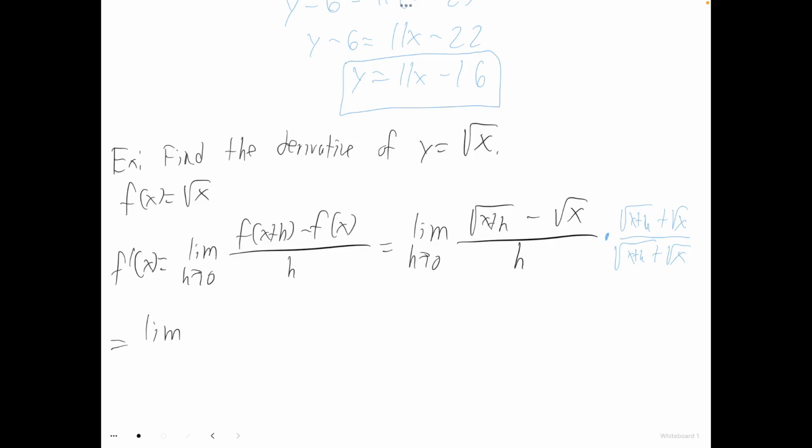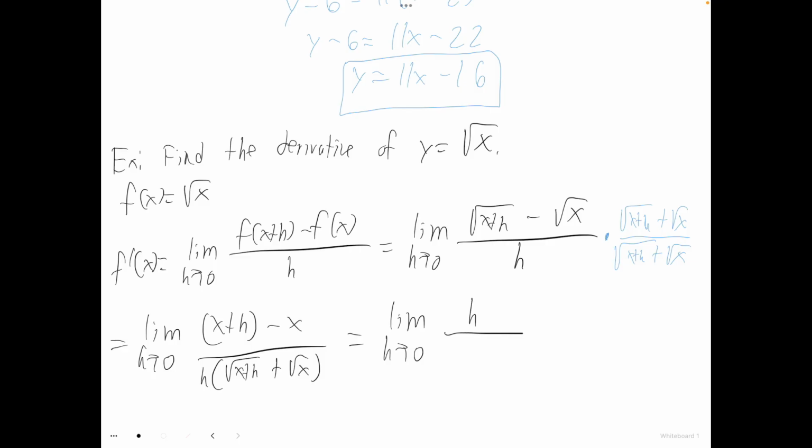And so this becomes the limit as h goes to 0. In the top, we're going to have x plus h minus x. And in the bottom, we're going to have h times the square root of x plus h plus the square root of x. So this is how it simplifies down. We've done this computation with multiplying by the conjugate a few times, so I'm just skipping through the simplification. So now we have the limit as h goes to 0 of just h divided by h times the square root of x plus h plus the square root of x.